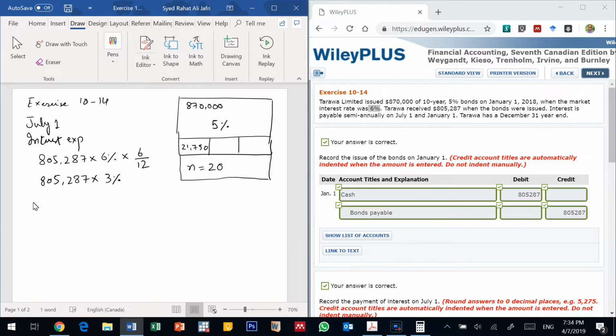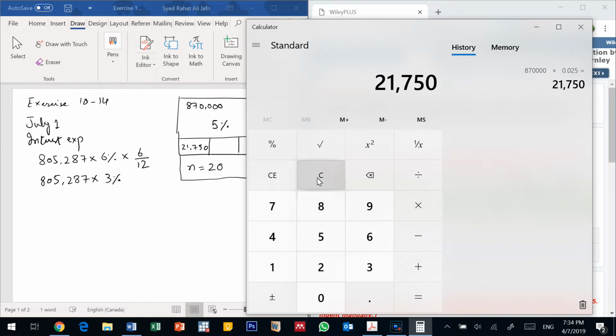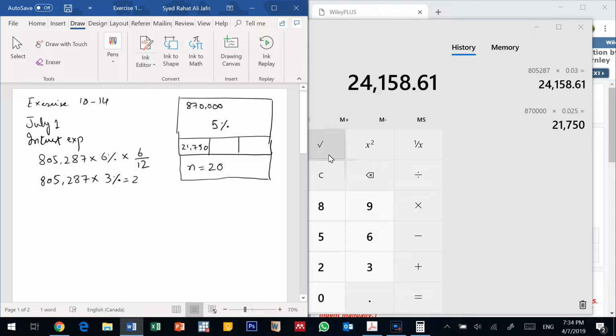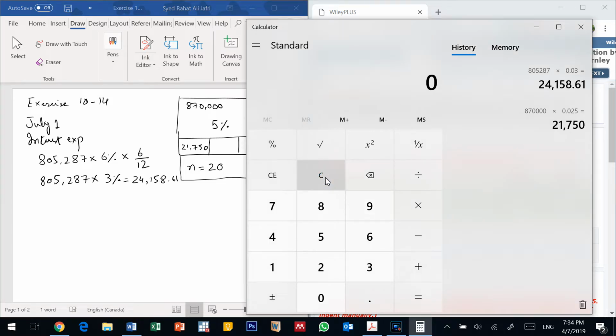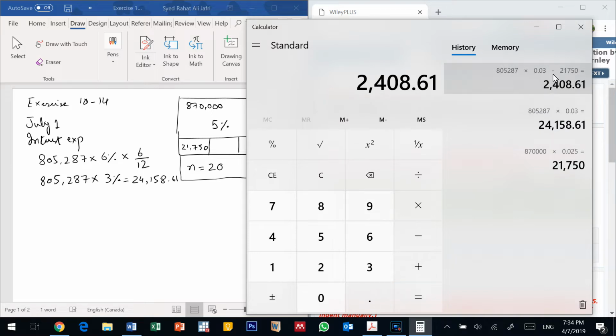So let's compute what it is. 805,287 times 0.03, which is 3%, is 24,158.61. So 24,158.61 is the interest expense on July. And the difference between this number and my interest payment, which was 21,750, is the amortization.